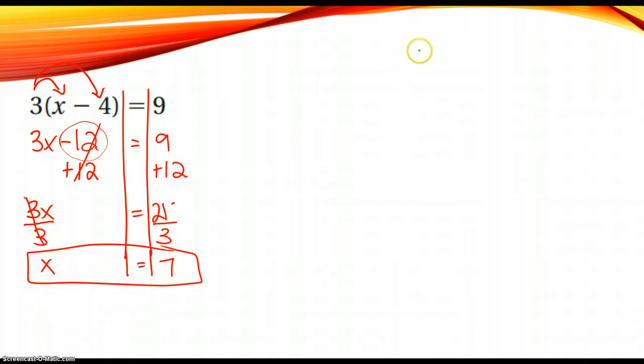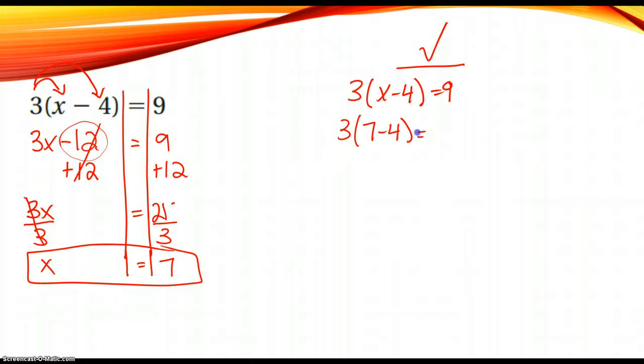Again, to make sure this is right, we're going to do our check step. Here it's important to use our original problem. If we did the distributive property incorrectly, then plugging in our answer wouldn't do us much good, so we're going to start with our beginning problem: 3 times the quantity x minus 4 equals 9. Then our next step is to plug in what we say our x is, which is 7 here. So 3 times the quantity 7 minus 4 equals 9.